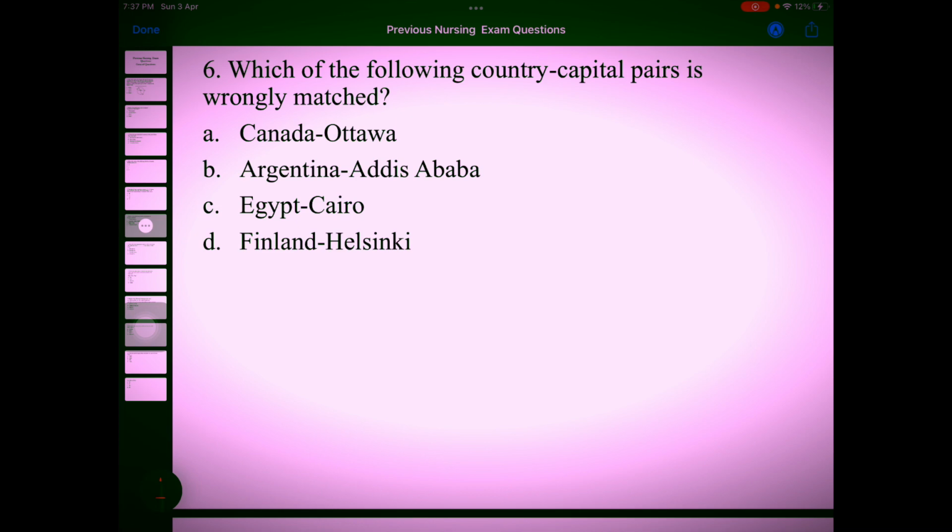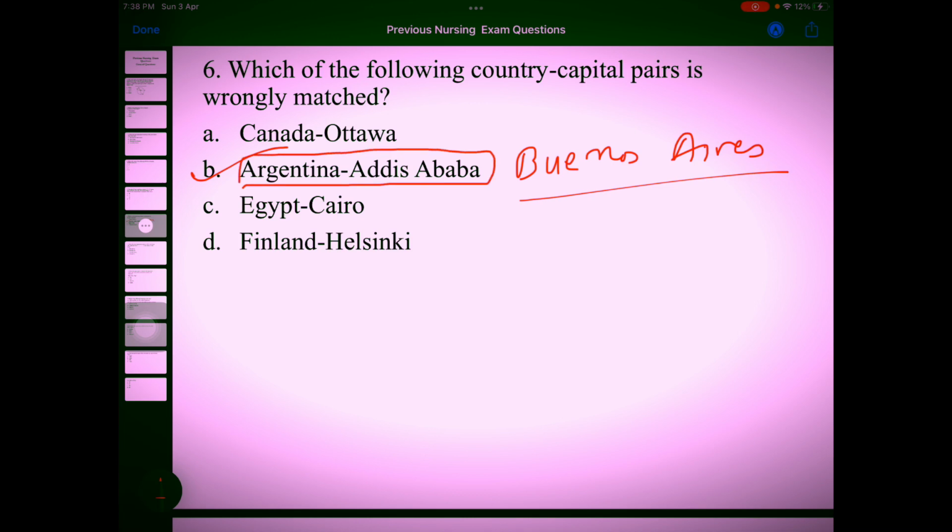Question number 6. Which of the following country capital pairs is wrongly matched? Option A, Canada, Ottawa. Option B, Argentina, Addis Ababa. Option C, Egypt, Cairo. Option D, Finland, Helsinki. The option which is wrongly matched with the country and capital is option B, Argentina, Addis Ababa. The correct capital of Argentina is Buenos Aires. So Argentina is wrongly matched with Addis Ababa.